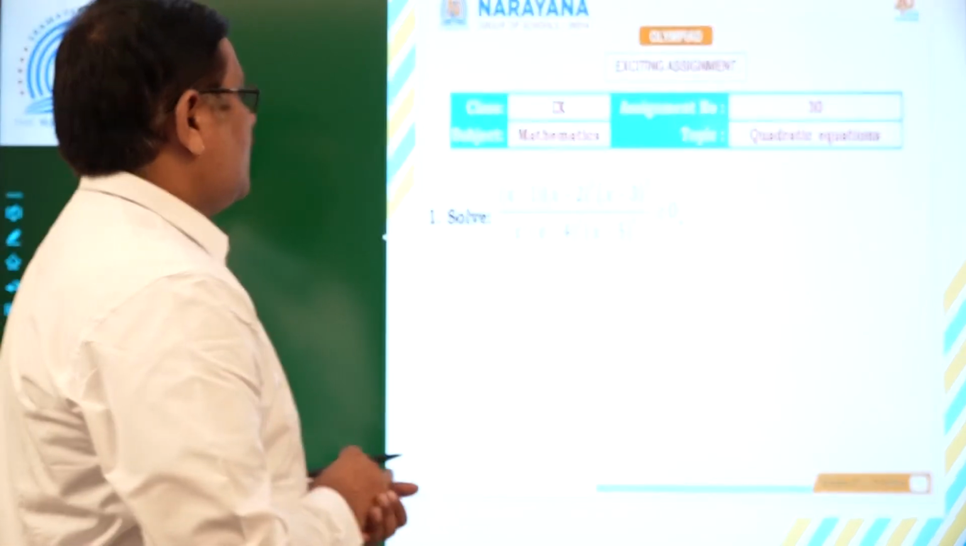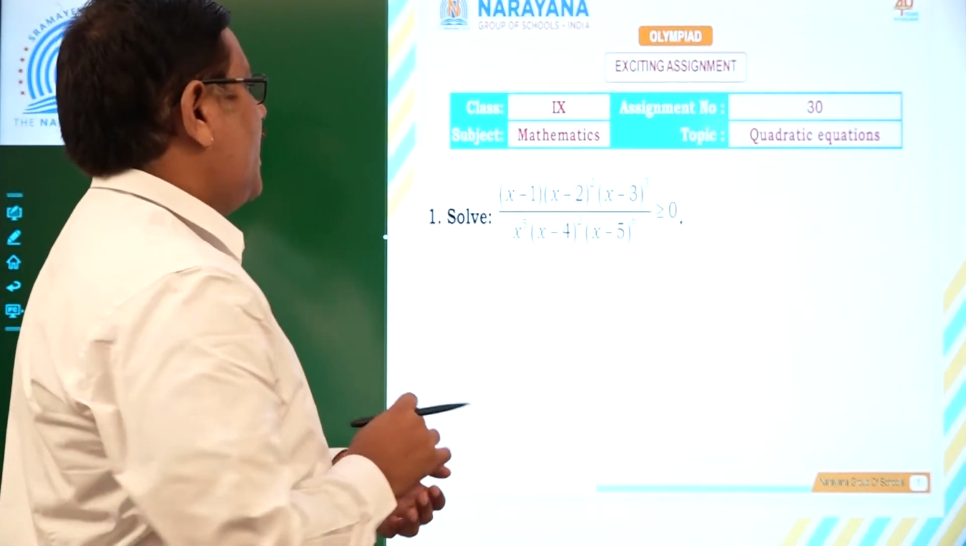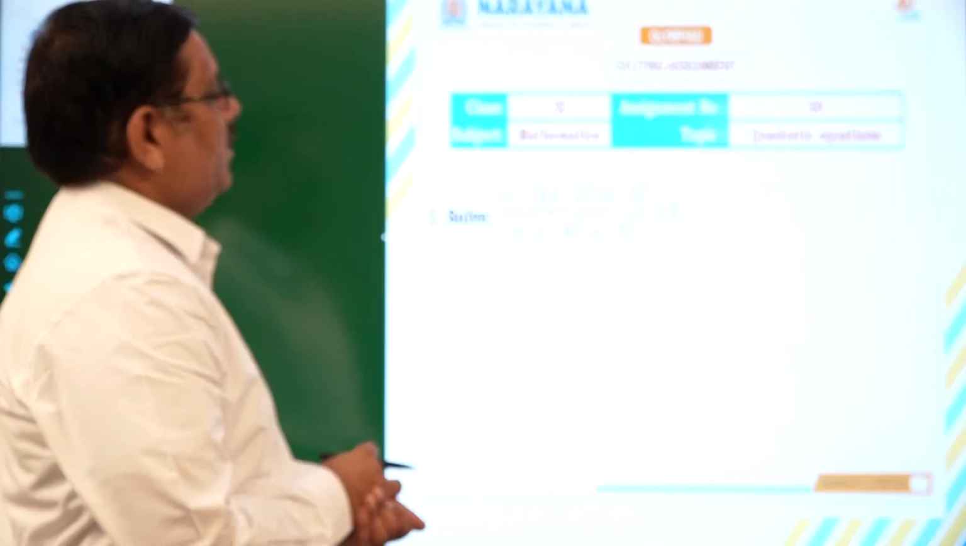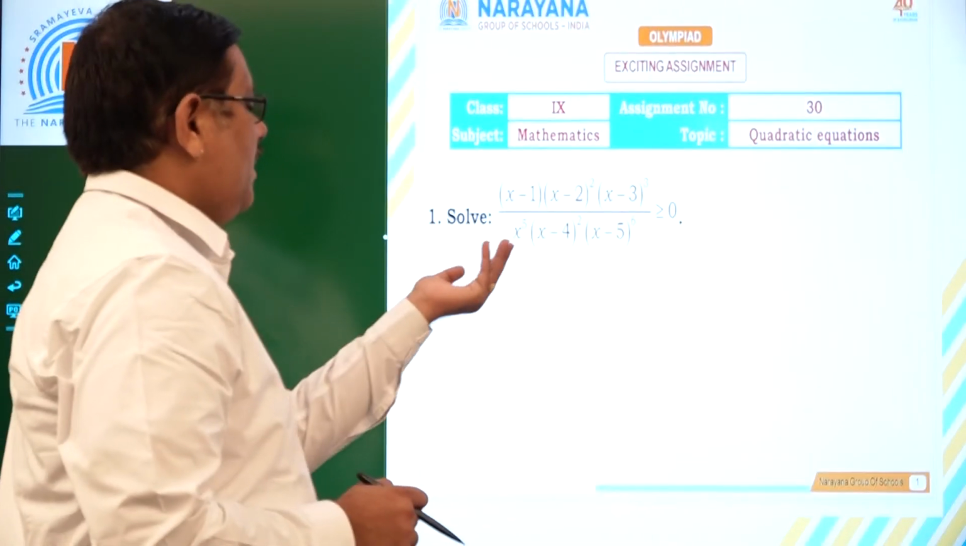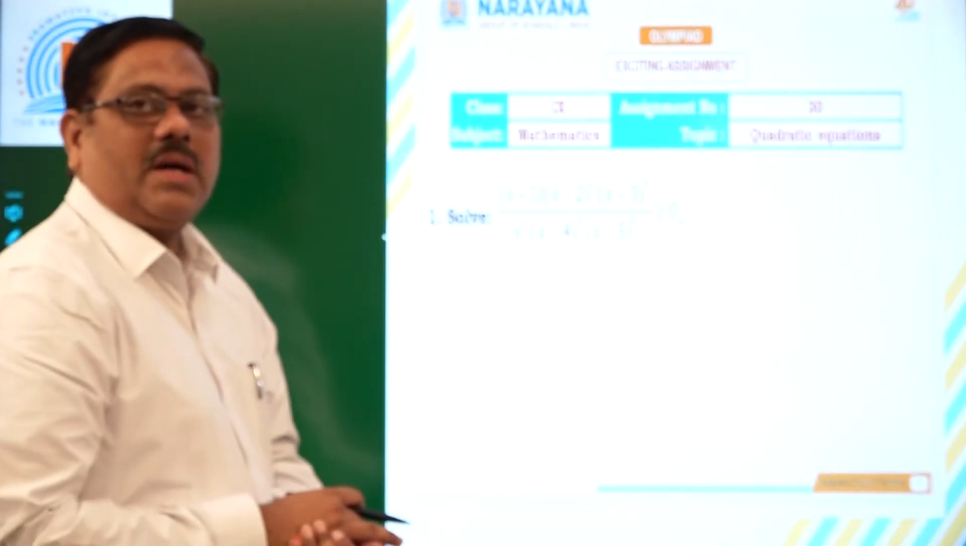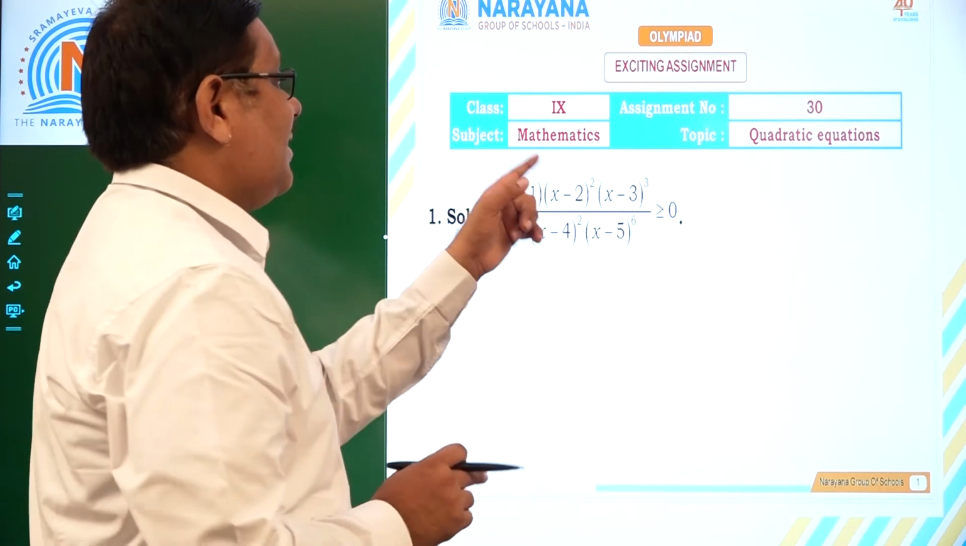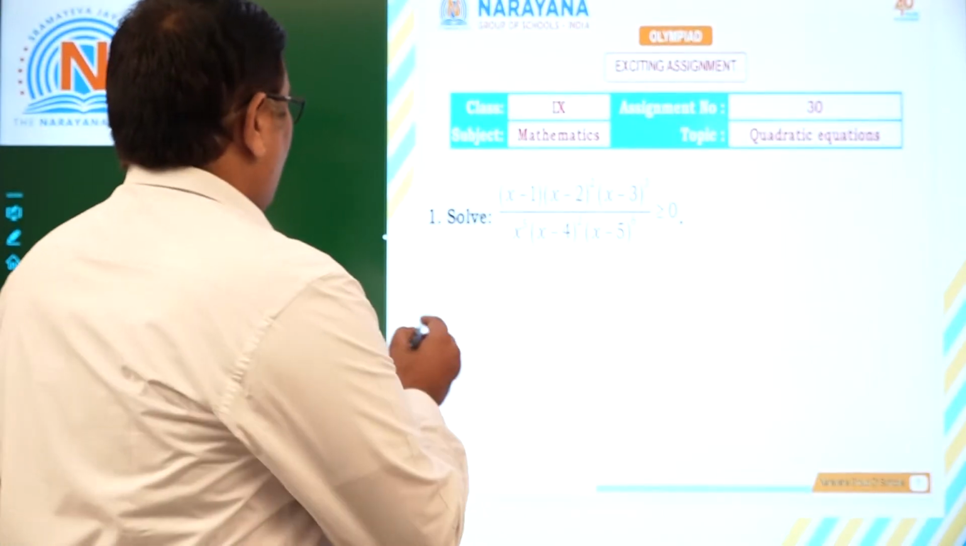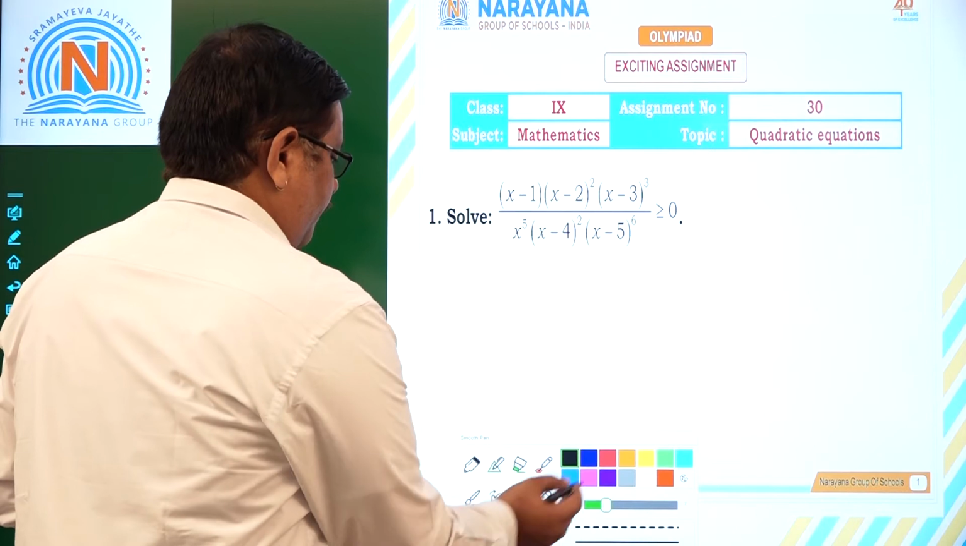The first problem is: solve (x minus 1) times (x minus 2) whole square into (x minus 3) whole cube, upon x power 5 times (x minus 4) whole square times (x minus 5) whole power 6, is greater than or equal to 0. Fine. Now let us try to solve this question.